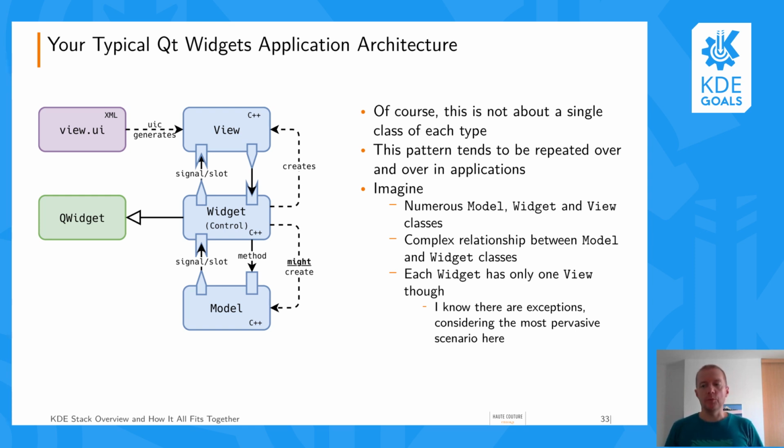So you have to imagine several models, widgets, and views. And you have to imagine having complex relationships between models, like having a model which is used by more than one widget and so on. One thing, though, is that generally each widget has only one view. There are some exceptions to that, but the most common case is one widget, one view, but one model, many widgets potentially.